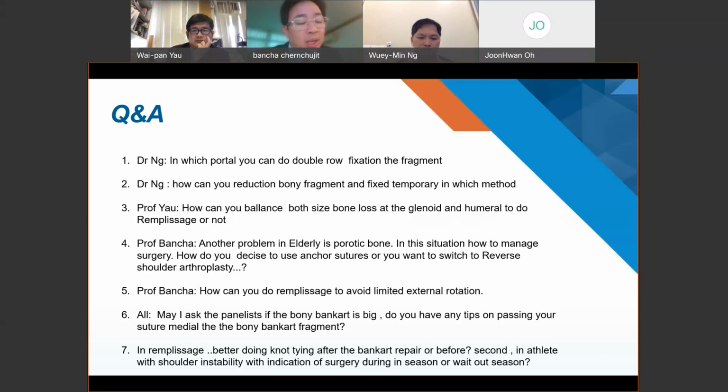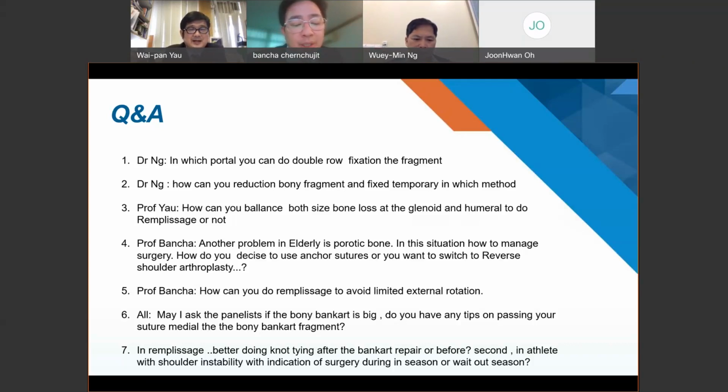Okay, there's another question about the labral tape or suture: better doing the knot tying after the Bankart repair or before? I do it after the Bankart repair. How about you, Peter? Also after the Bankart repair.